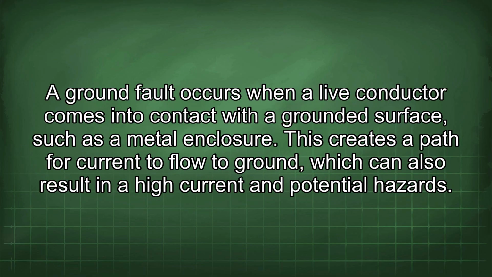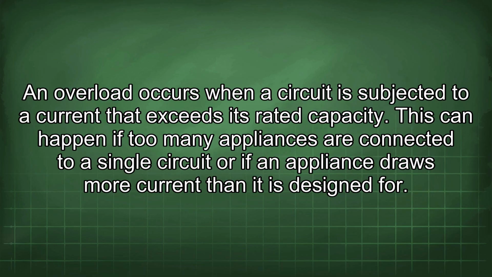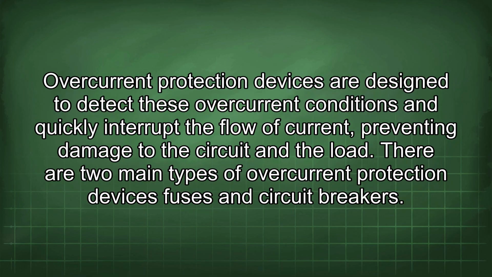A ground fault occurs when a live conductor comes into contact with a grounded surface, such as a metal enclosure. This creates a path for current to flow to ground, which can also result in a high current and potential hazards. An overload occurs when a circuit is subjected to a current that exceeds its rated capacity. This can happen if too many appliances are connected to a single circuit or if an appliance draws more current than it is designed for. Overcurrent protection devices are designed to detect these overcurrent conditions and quickly interrupt the flow of current, preventing damage to the circuit and the load.